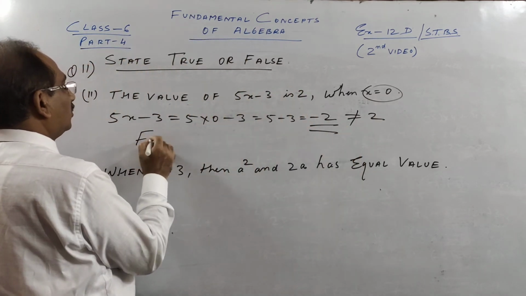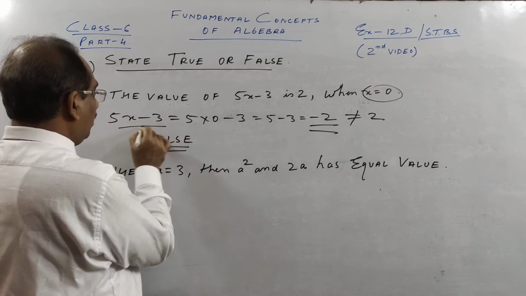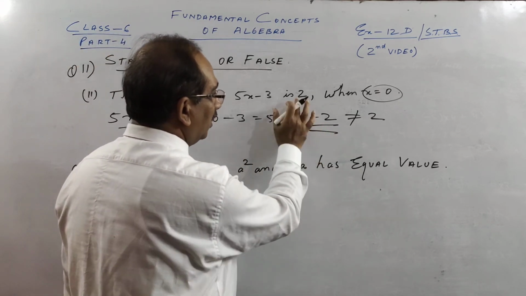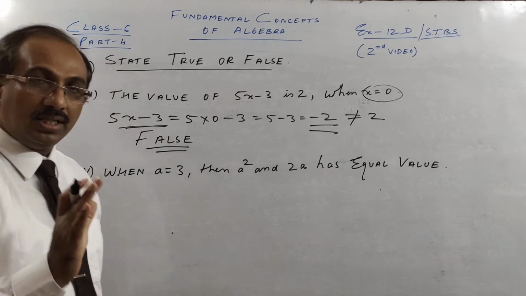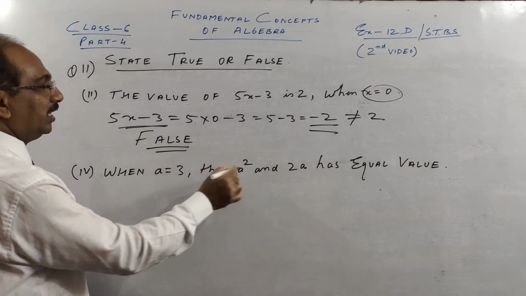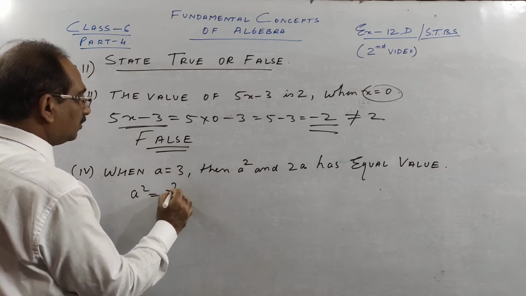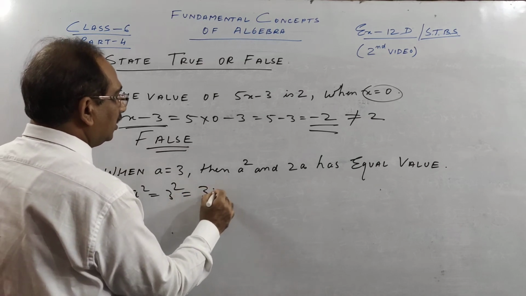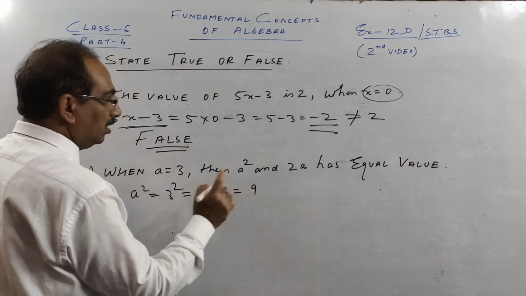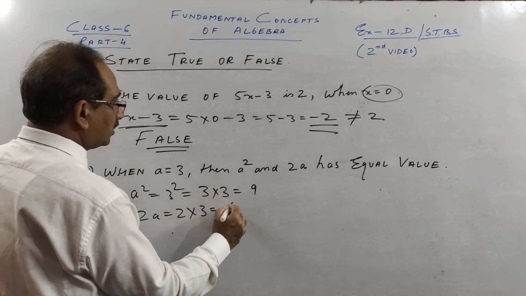No, it is false. Why it is false, children? Value of 5x minus 3 is not 2. So it is false. Last one of this exercise. When a is 3, then a square, substitute value of a as 3. 3 square means 3 into 3, 9. 2a. 2a is 2 into 3, which is 6.